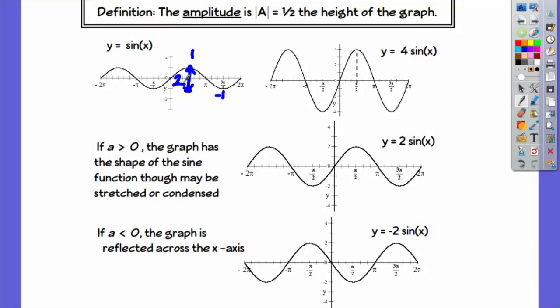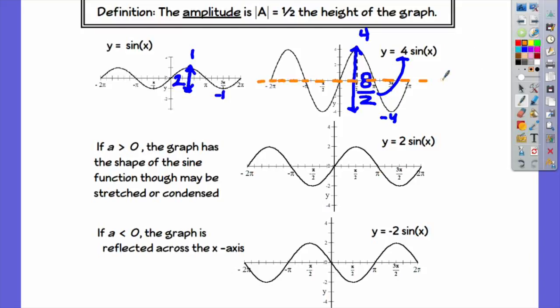This one here, if you look, the highest it is what? 4. The lowest it is what? How long is that? What's that distance right there? And what's half of 8? 4. Okay? So A is basically half of the height. You can also look at it like this.